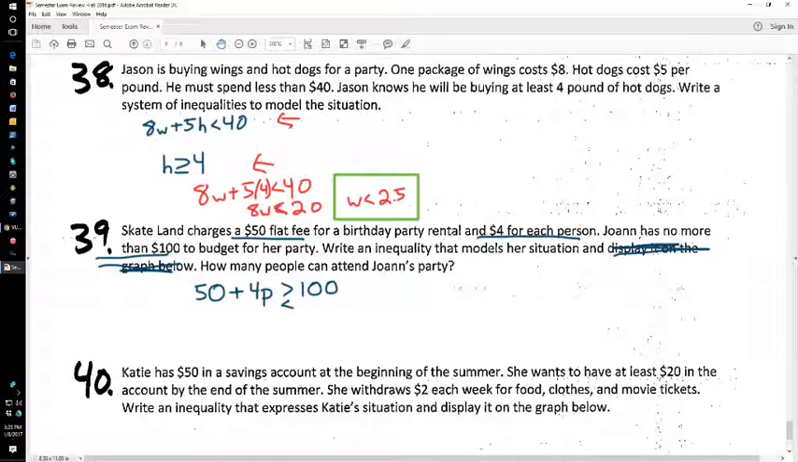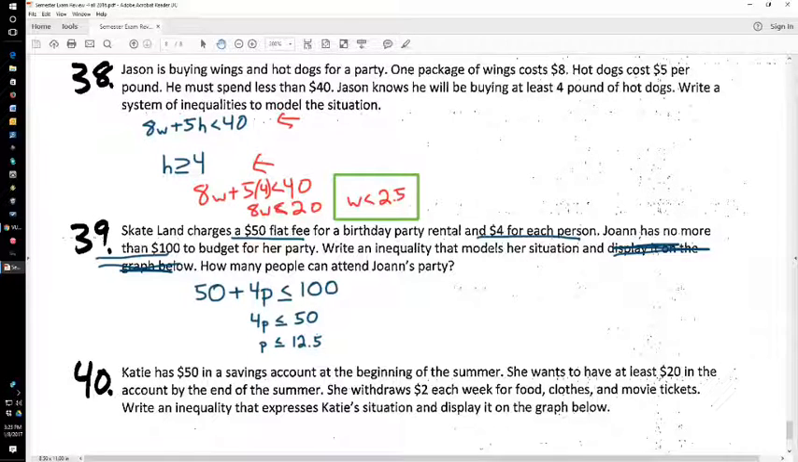She cannot spend any more than $100. This would be more than $100, so we don't want that one. We want this one. Everything on the left side has to be less than $100. Well, it says no more than, so no more than 100. We could also spend exactly $100, but I don't think this adds up to 100 anyways. So here we go. How many people can attend? Solve for P. Subtract 50, and divide by 4. So if I subtract 50, we've got 4P is less than or equal to 50. Divide by 4, P is less than or equal to, was it 12.5? Yeah, 12.5.